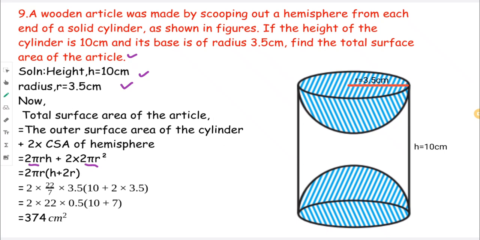Pi is 22 by 7, radius 3.5, height given 10, then 2 into radius is 3.5, right? Then you can divide 7 by 7, 7 into 0.5, alright? These 10, when you multiply these two, we're going to get 17, right? This is 17. So nothing to do, just multiply 2 into 22 into 0.5 into 17, then we'll get the total surface area of the remaining article to be equal to 374 centimeter square.